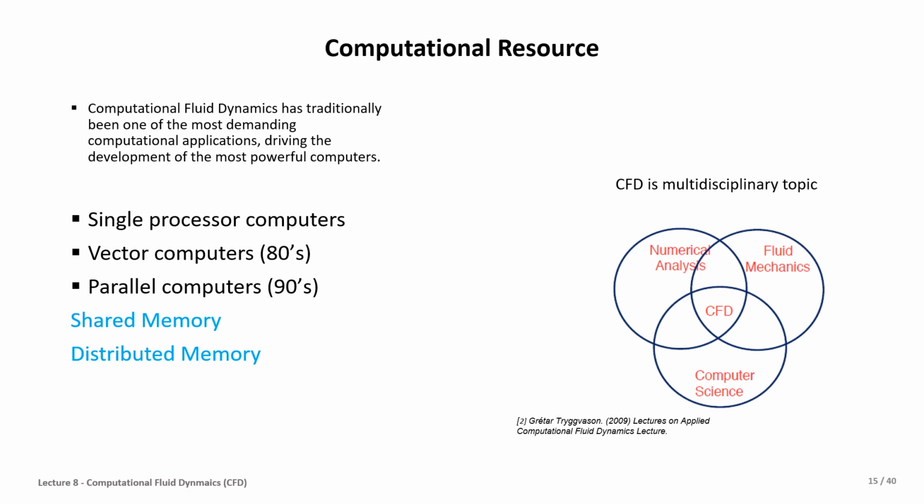We have single processor computers, vector computers, parallel computers. We will talk about them. We have shared memory and distributed memory. You saw them in the previous lecture in this course. Indeed, the CFD is multidisciplinary. So we have fluid mechanics, numerical analysis, and computer science for the CFD to be able to solve problems. Then it's a collection of different areas to deal with these kinds of problems.